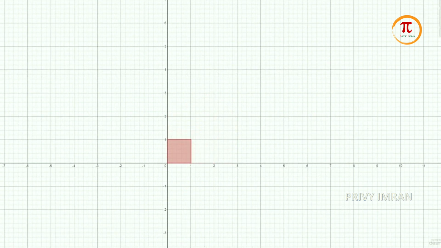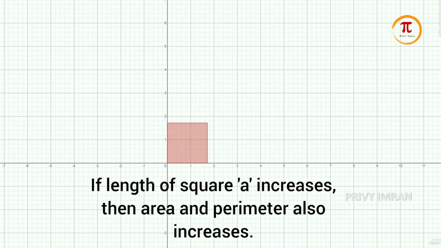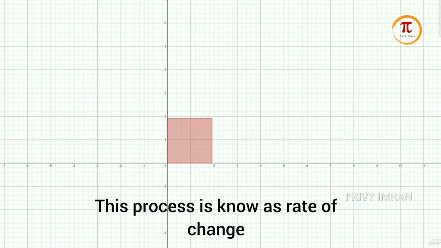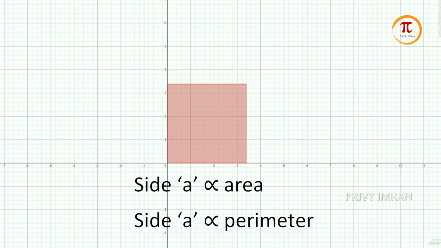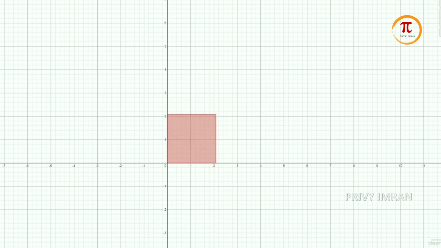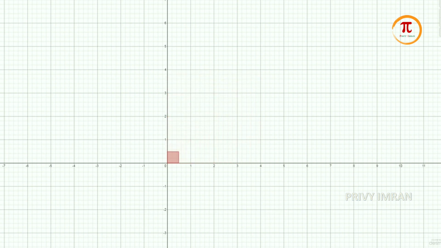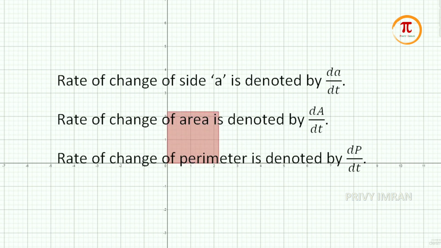Now let me consider a square. As the length of the side a increases, then area and perimeter of a square also increase. This process is known as rate of change. Now we can say that side a is directly proportional to area and perimeter of a square. Now let me consider side of a square a increases with respect to time. Hence, rate of change of side a is denoted by da by dt. Similarly, the rate of change of area is denoted by dA by dt, and rate of change of perimeter is denoted by dP by dt.